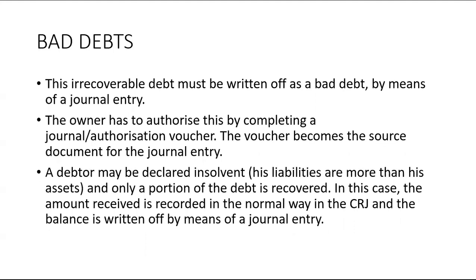Now, a debtor may be declared insolvent. When a debtor is declared insolvent, it means that his liabilities are more than his assets, and only a portion of the debt is recovered by selling the remaining assets. Normally, they will be auctioned, and whatever money is recouped from that will be paid to different lenders as a percentage. And if that is the case, the amount received will be recorded in the normal way in the CRJ. However, the percentage that was not recouped by selling the assets of the debtor will be written off as bad debt.